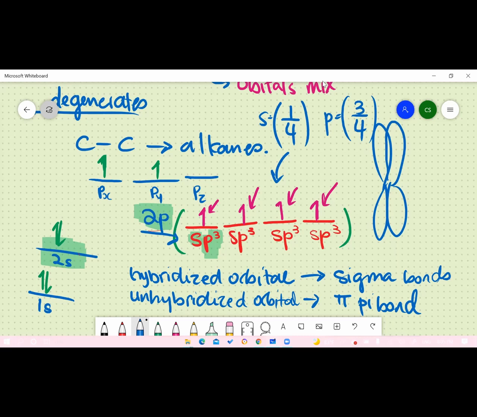Very good. So Anicia, which would you think it would fall closer to, the p, the 2p orbital, or the s, the 2s, sorry? If the p is 75% and the s is 25%, would the degenerate orbitals fall closer to the 2p orbital or the 2s? 2p. Very good. So that's that for carbon-carbon single bonds.